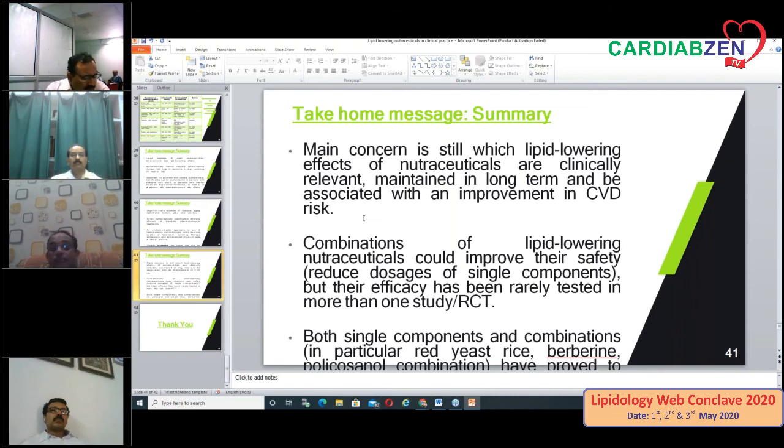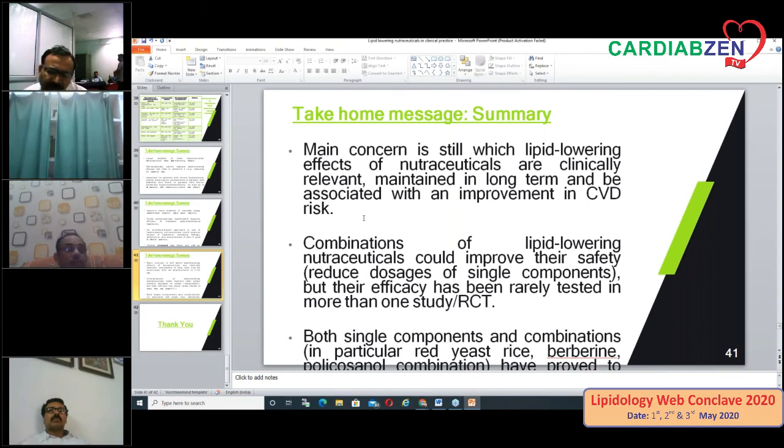The main concern is still whether the lipid lowering effect of nutraceuticals is clinically relevant, maintained in the long term, and associated with an improvement of cardiovascular disease. Combinations of lipid lowering nutraceuticals could improve their safety, but there is no data yet that says that yes, you can combine 2 or 3. Both single components and combinations can be used, but it's up to you. Choose wisely, and the one which is cost effective.